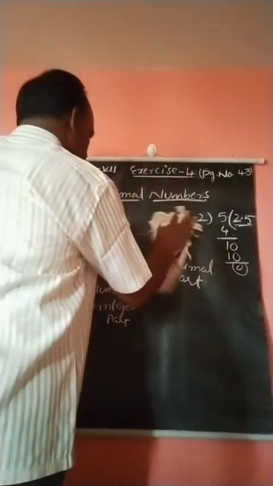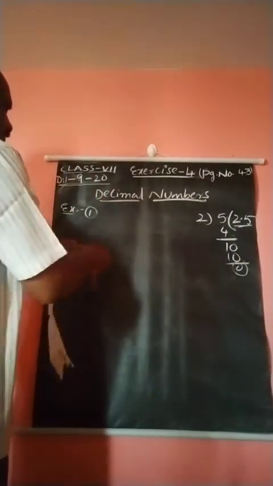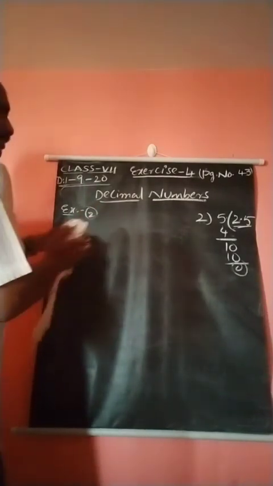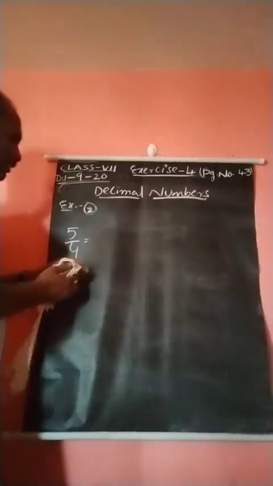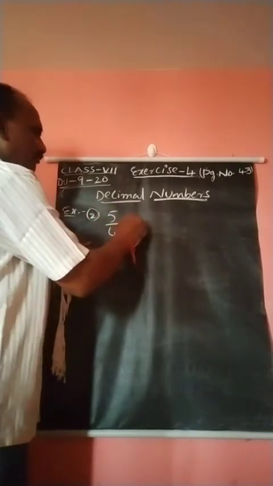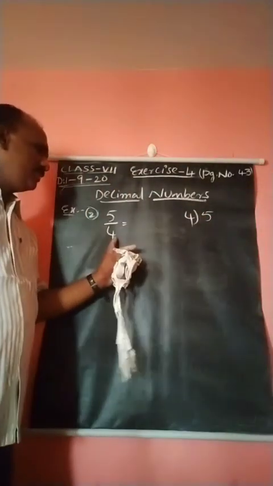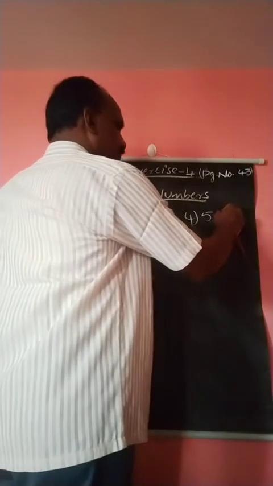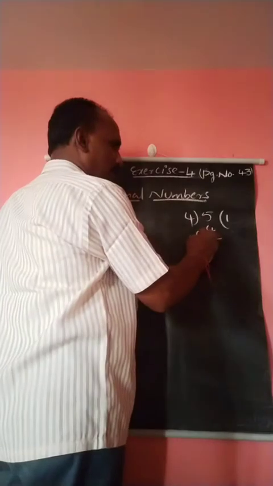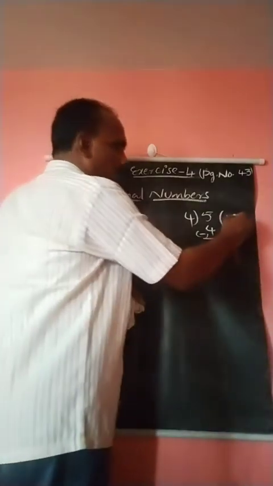One more example. This time, 5 by 4. Second example, 5 by 4 means the numerator part should divide with the denominator part. How many times does it go? 4 ones are 4. The remainder is 5 minus 4, 1. There is no digit to bring down, so I am keeping a point here.